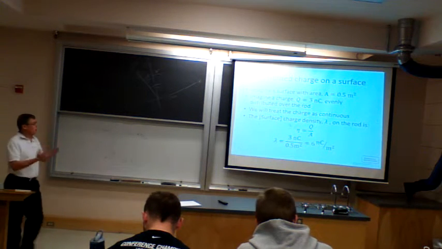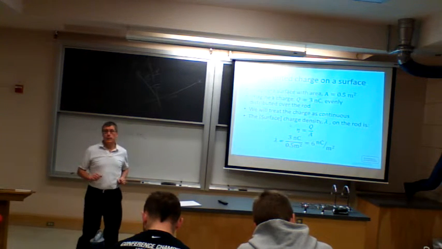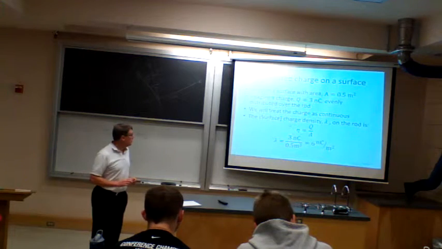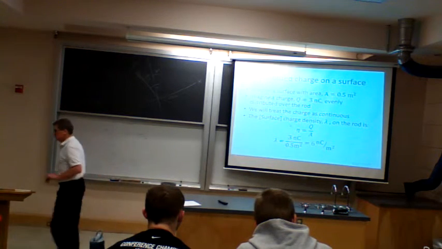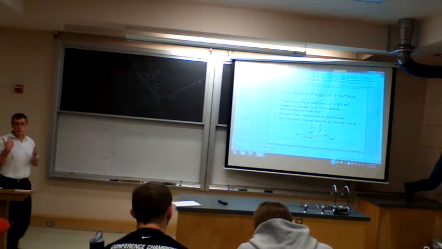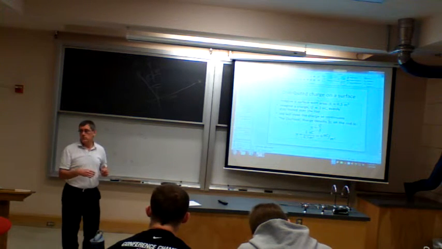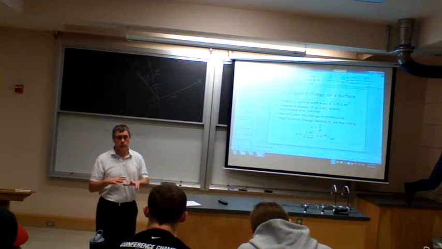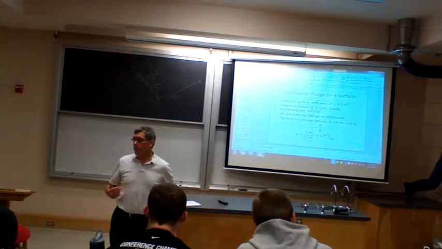We have some amount of charge per unit area. It should be an 8, I guess. Let's change it to an 8 out there, too. So to differentiate between linear charge densities and surface, I'll use lambda for linear charge density. I'll use eta for a surface. I'll use rho for a volume.